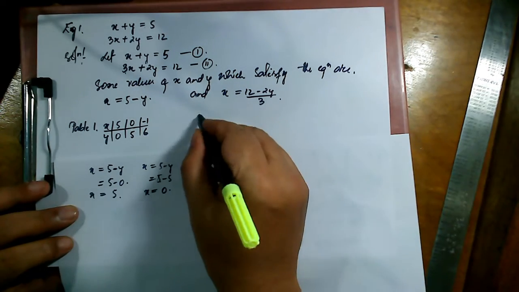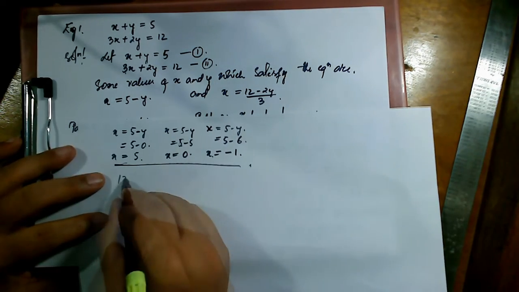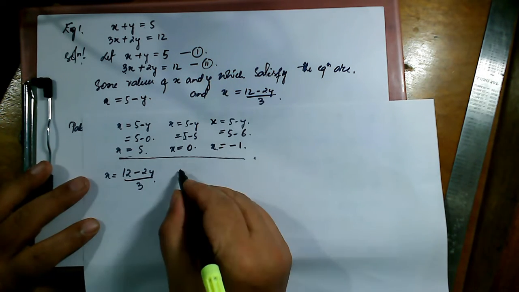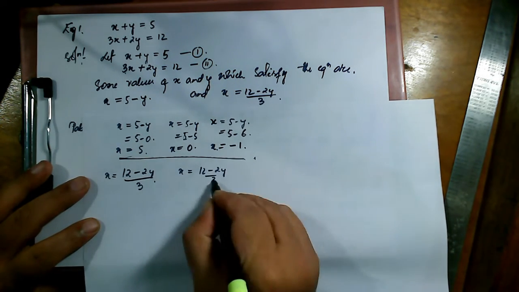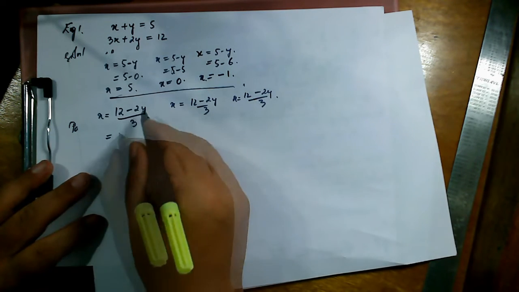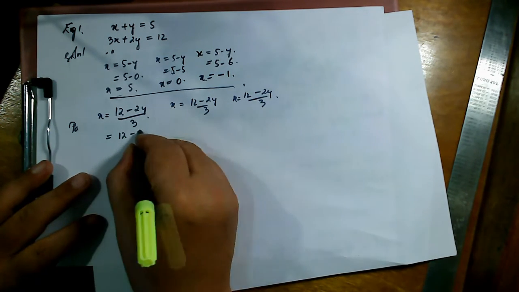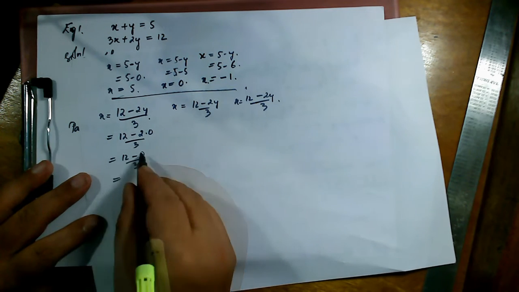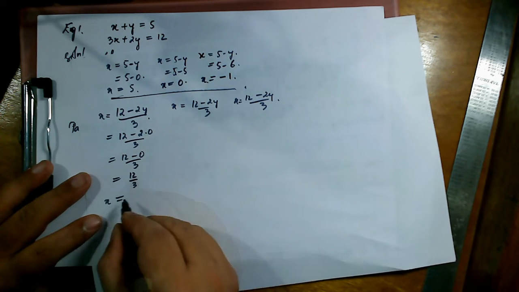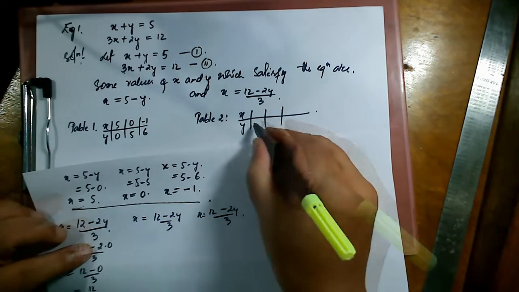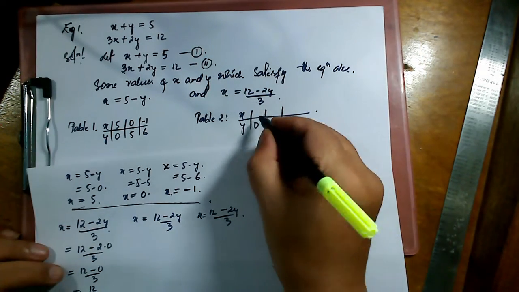So for table 2, the given equation is x equal to 12 minus 2y by 3. Write it 3 times. So let's take any value of y. First, let's take y is equal to 0. 12 minus 2 into 0 is 0. 12 minus 0 is 12. 12 divided by 3 is 4, and so if y is 0, x will be 4.